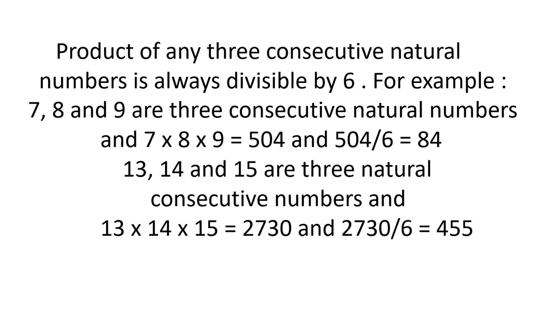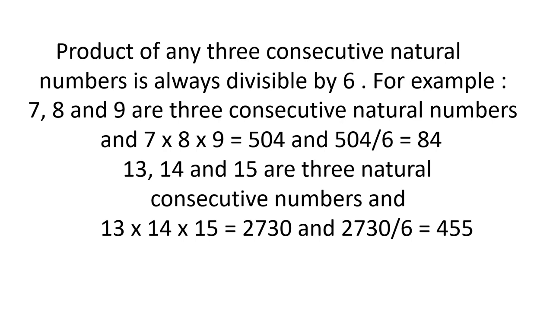Product of any three consecutive natural numbers is always divisible by 6. For example, 7, 8 and 9 are three consecutive natural numbers, and 7 into 8 into 9 is equal to 504, and 504 by 6 is equal to 84, which goes on to show that it is exactly divisible by 6.